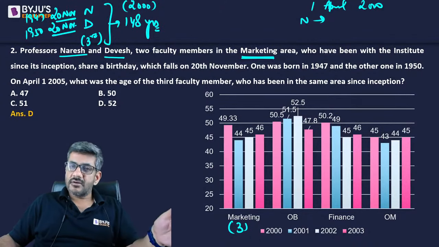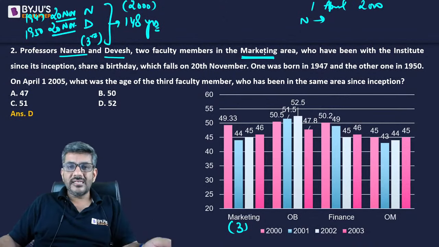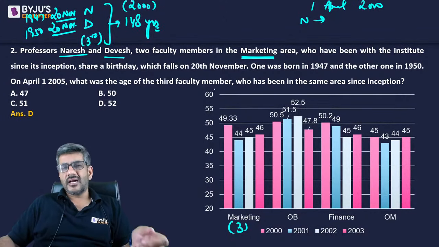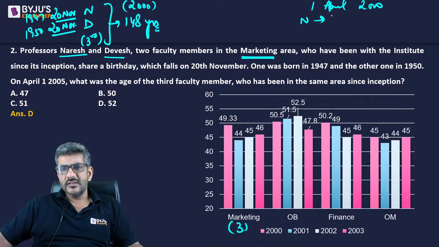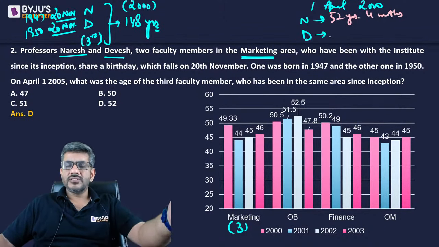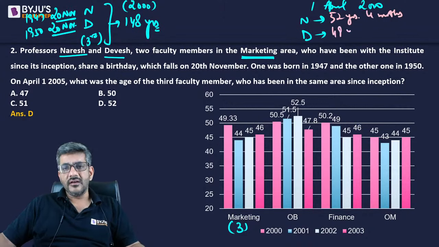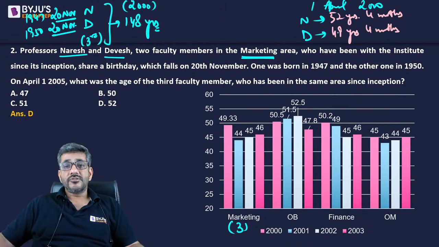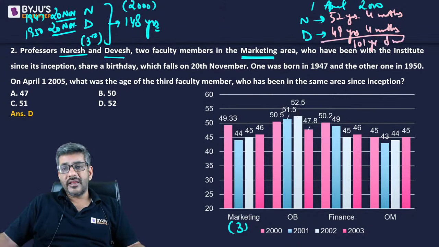First of all, 20th November 1947 to 20th April 1999, the age is 52 years. After that, I have approximately 4 more months. So it is 52 years, 4 months. What about Mr. Devesh? What was his age? Of course, he was just 3 years older, sorry, younger. So 49 years, 4 months. So the total age at that time was 101 years and 8 months.